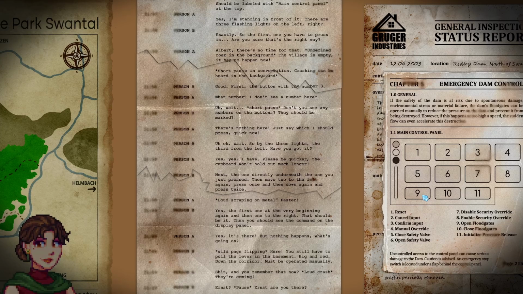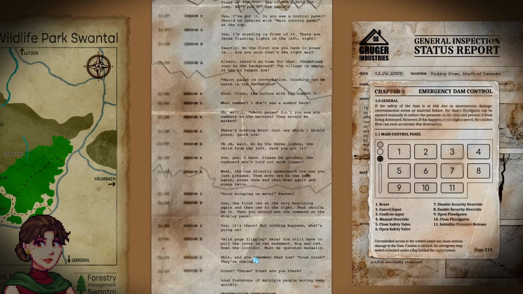Okay. So we start off with 3. So the one underneath is 7. 2 to the left is 5. Down and then press twice. So 9, 9. The first one at the very beginning again. So 3. Then 1 to the right, 4. Okay, you still have to pull a lever, yada yada yada. Okay.